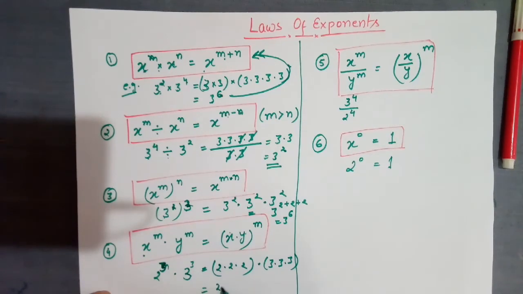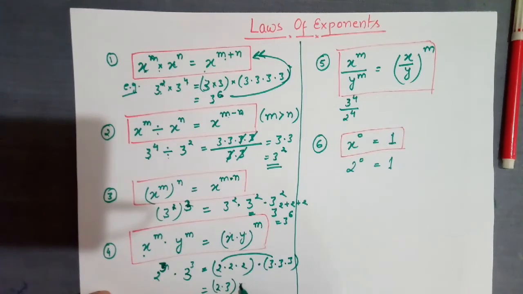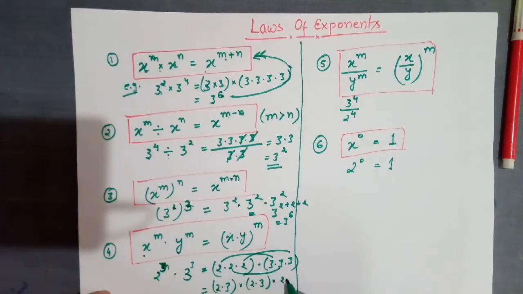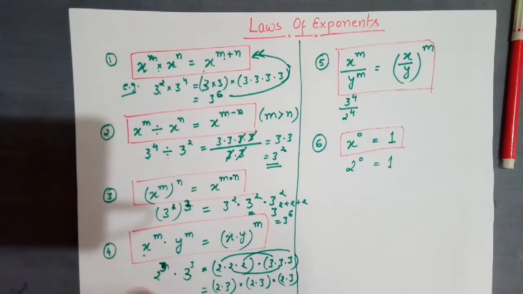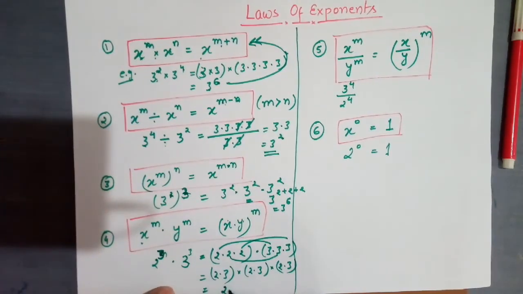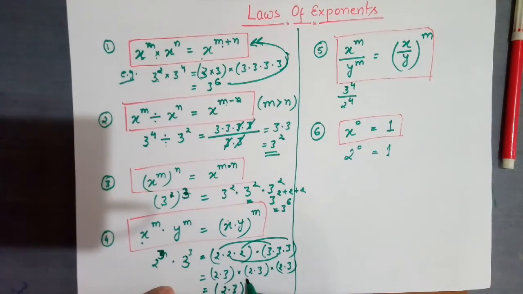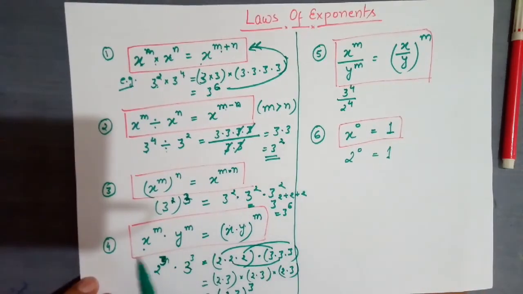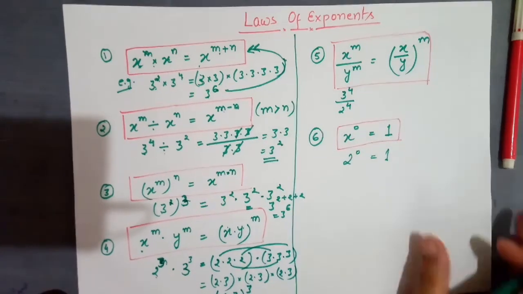Now if we write these two together, 2 into 3 multiplied by 2 into 3, and again 2 into 3, this will become 2 into 3 to the power 3. The same thing, the law says x to the power m into y to the power m will become x into y to the power m. 2 to the power 3 into 3 to the power 3 will become 2 into 3 to the power 3.